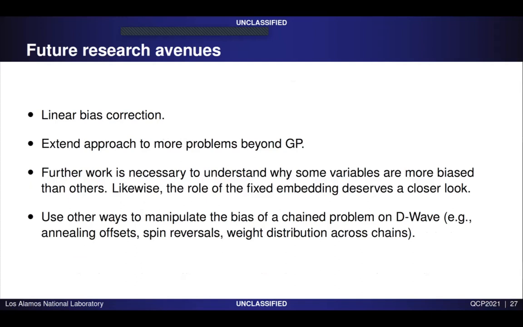Future research avenues include linear bias correction, extending our approach to other problems besides graph partitioning, and understanding how the embedding affects the observed bias. Lastly, we could also look at other ways to correct bias on quantum annealers, for example, by using anneal offsets or spin reversals.